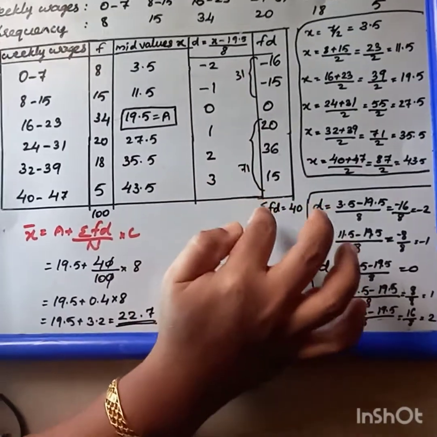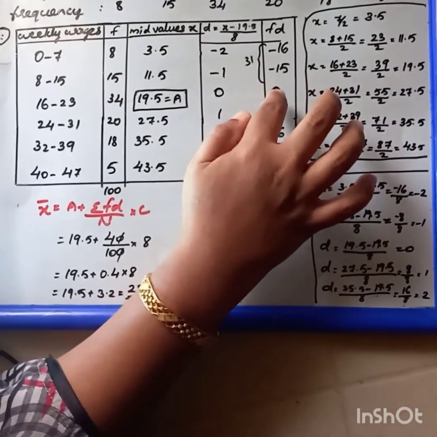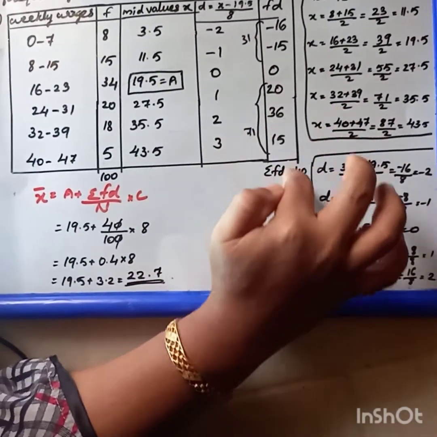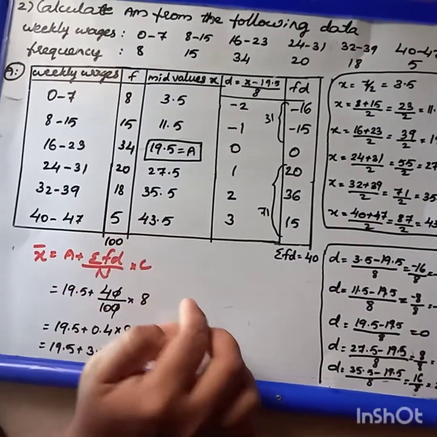Then find summation. Summation fd is equal to, because we have to add the minus values, that is minus 31, then the plus values, 71. Then summation fd is equal to 40. Then summation f is equal to 100.